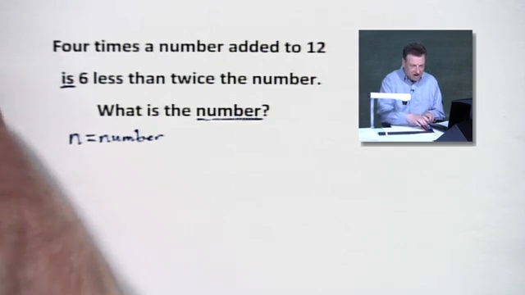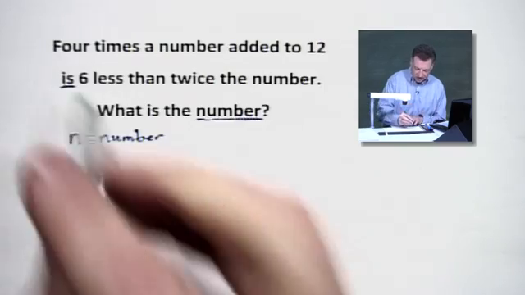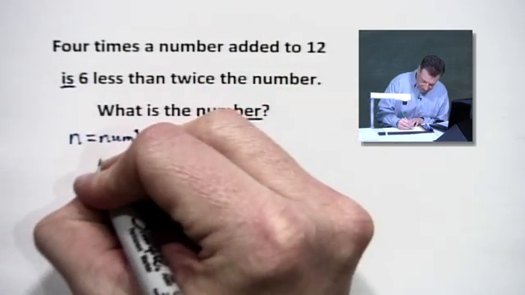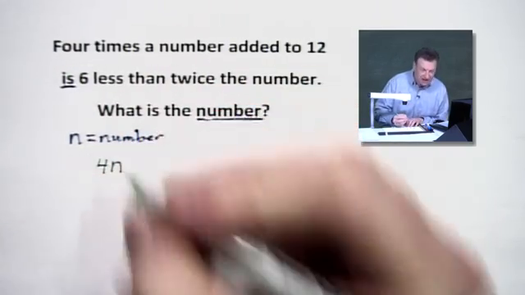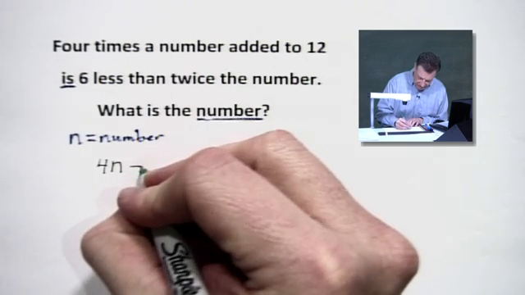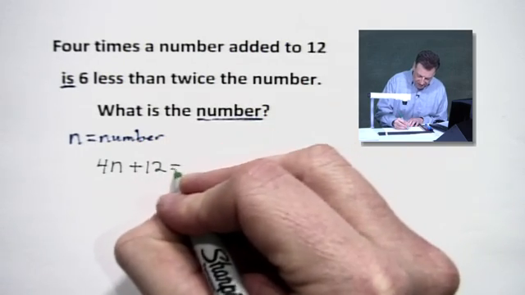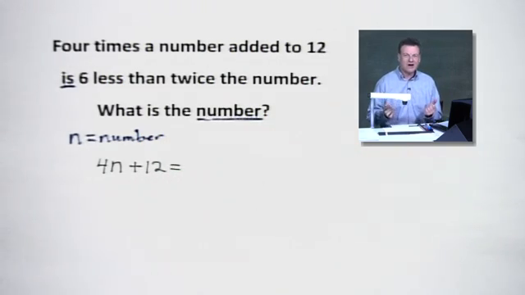Now, according to our instructions in this problem, it says 4 times that number. That means we're going to multiply, people. We're going to have 4n, all right? Then added to 12. Well, it gives us a nice little addition moment here. And there comes that verb is. Remember, that's kind of the balancing point here, all right? That means the equals there. So we're going to try to balance the left and the right side here in just a minute, all right?